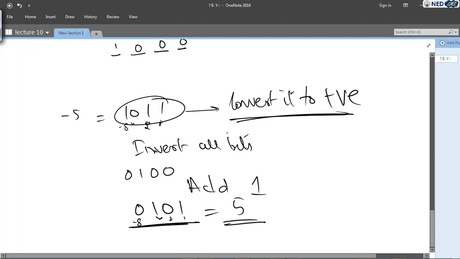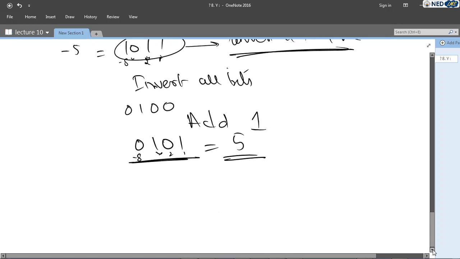So that means that if I have a negative number, I just take the 2's complement to convert it into a positive number. If I have a positive number, I just take the 2's complement, which is inverting all the bits and adding 1, and I will get the negative number. So going from positive to negative and negative to positive follows the same process.